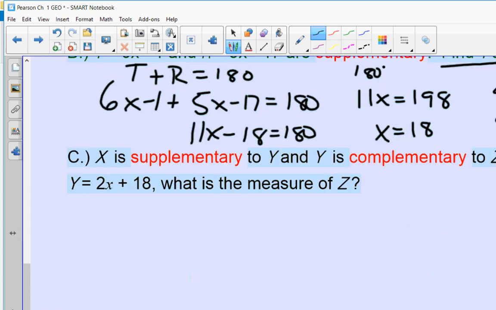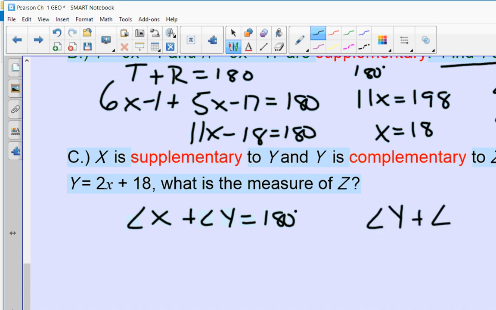All right, this one gets a little confusing. This is a test question too, so let's kind of simplify a little bit. So stick with me. First part of the question says x is supplementary to y. So let's just do this. Angle x plus angle y is supplementary, which also means it's 180. They're 180 degrees together. Okay. And then the second part says y is complementary to z. So angle y plus angle z equals 90.